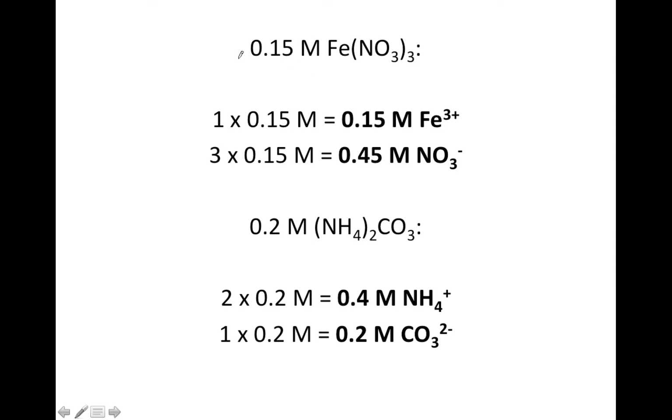Let's do a couple more examples. 0.15 molar Fe(NO3)3. There's one Fe in the formula, so it's going to be just 1 times the molarity to get the molarity of the iron ions.